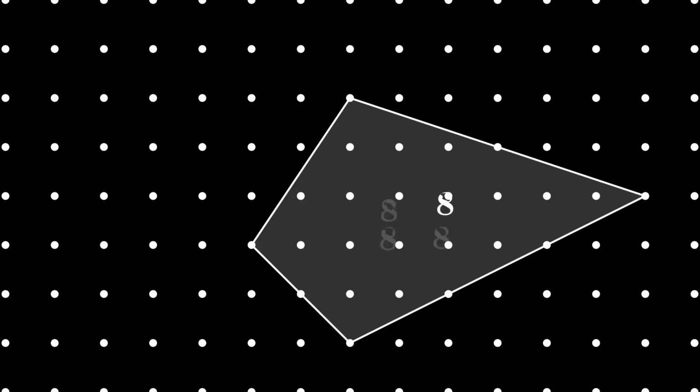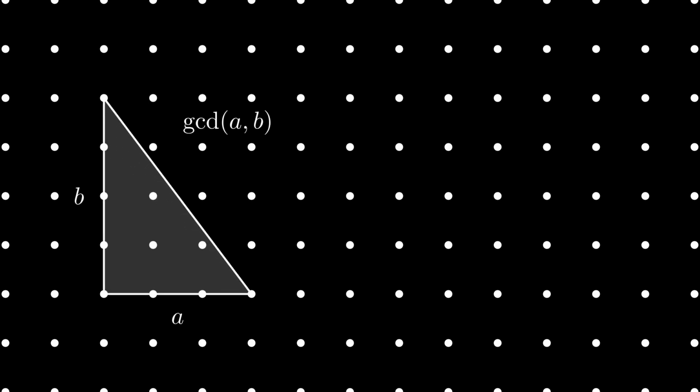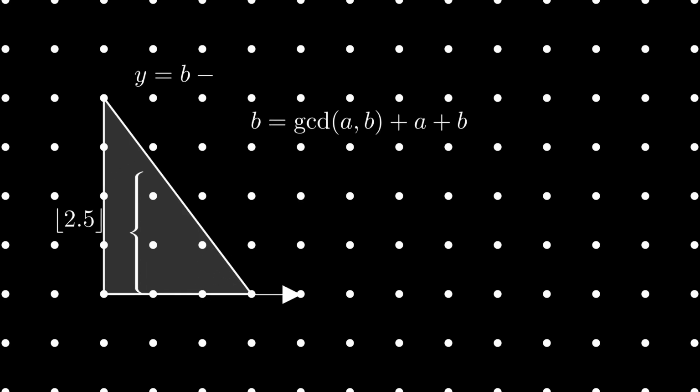Now you might see where this is going. If we now consider a right-angled triangle on the square grid and call one of its lengths A and the other one B, then the number of points on its diagonal is exactly GCD of A and B plus 1. Now also the points on the other sides count. Those are just A and B, so the total number of boundary points is GCD of A and B plus A plus B.